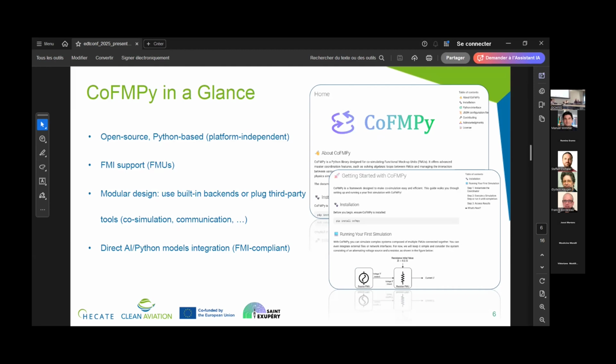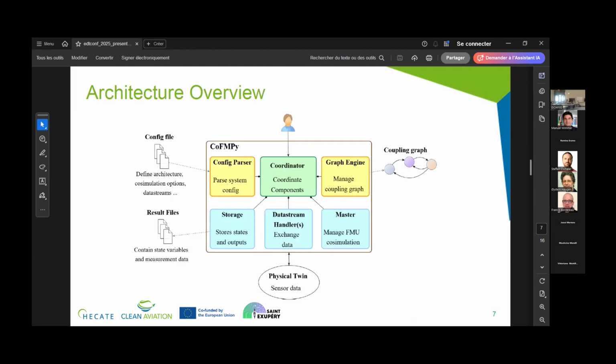You can either use the built-in implementation inside of CoFMPy, or go look for third parties to do co-simulation, communication, analysis, etc. And finally, you can directly integrate AI models or native Python functions while still being FMI compliant. This was specifically a good selling point for us. I'm not going to go into the details of the architecture. This is a very high-level view of it.